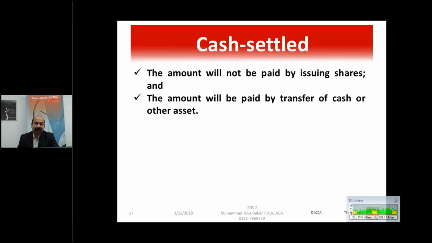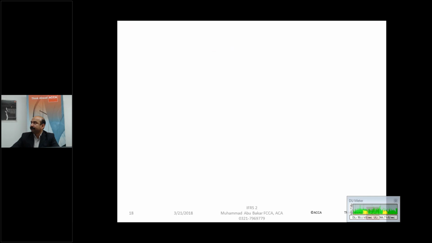Examples of this type of transaction include, as I have mentioned, share appreciation rights granted to employees. The employees become entitled to a future cash payment rather than an equity instrument based on the increase in the entity's share price from a specified level over a specified period of time. Or an entity might grant to its employees a right to receive a future cash payment by granting to them a right to shares that are redeemable. Let's have a look at an example. These are the examples.